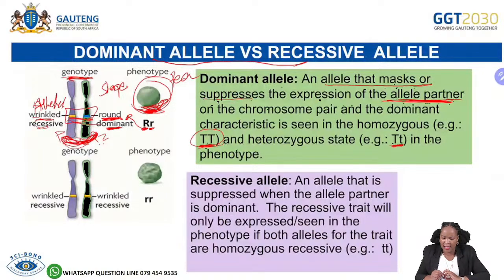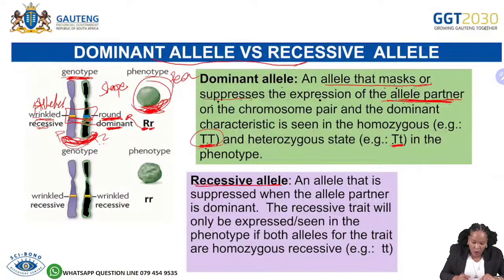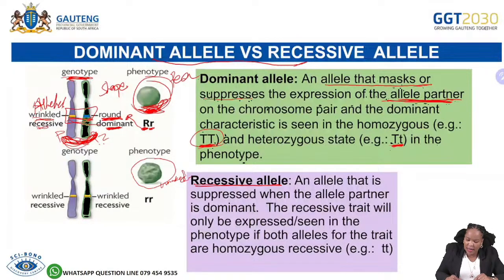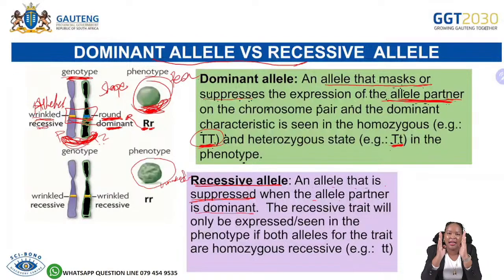Let us look at the second term, which is recessive. Recessive, remember, is the one that is being suppressed. Now, let us take a look at our phenotype for P number 2. It is wrinkled. Why is it wrinkled? Let us check. A recessive allele is an allele that is suppressed when the allele partner is dominant. So the recessive is the one that is going to be suppressed, it's going to be masked.